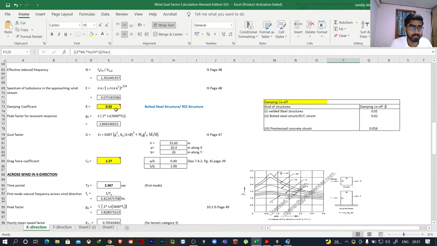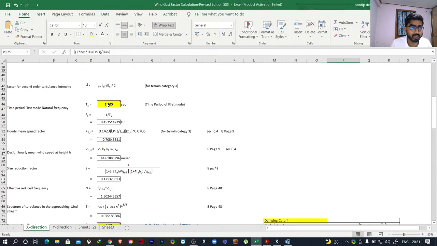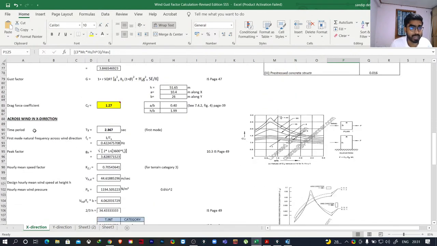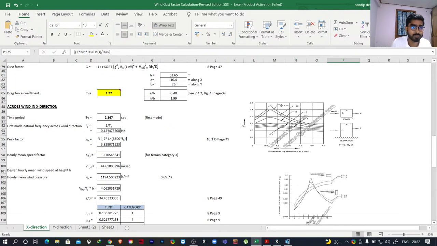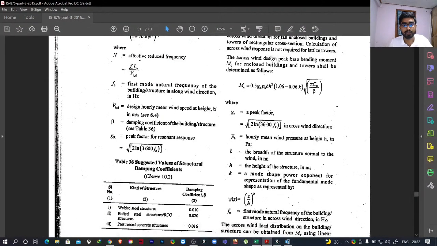For y direction, see, x direction it was a different time period. So for the across swing, it should be a different time period, the time period for the other direction, for the y direction. So obviously the frequency value will be different, and obviously the GR value will be different. I hope it is clear to all of you. Let me know if you have any doubt in that. Once you read this code properly, everything will be crystal clear to you.